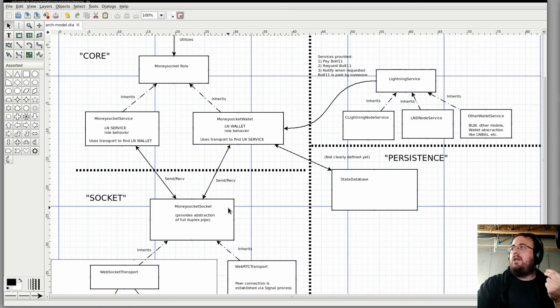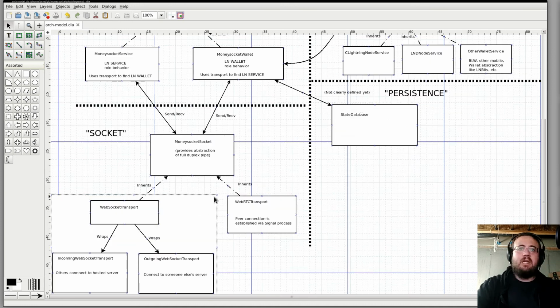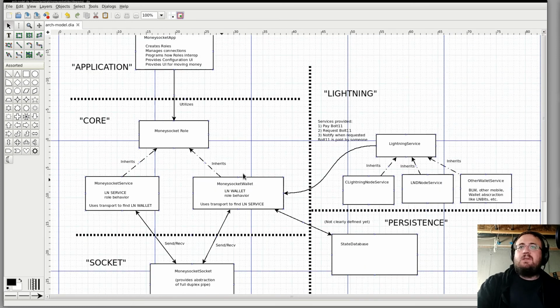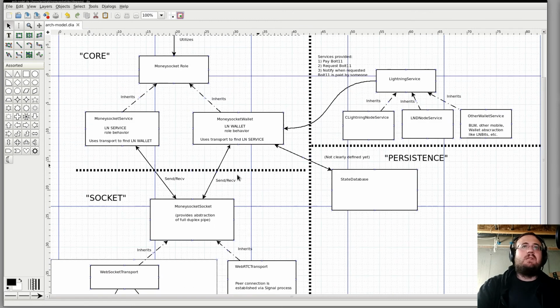And then similarly, we've had a lot of talk about the transport. WebSocket is the initial idea, but then there's the idea that WebRTC has a lot of advantages. So we need to support that as well, or at least include that in the discussion. These boxes all represent Python classes that I've drafted, but certainly the goal is anybody in any language can go implement this. But yeah, this demonstrates the different roles.